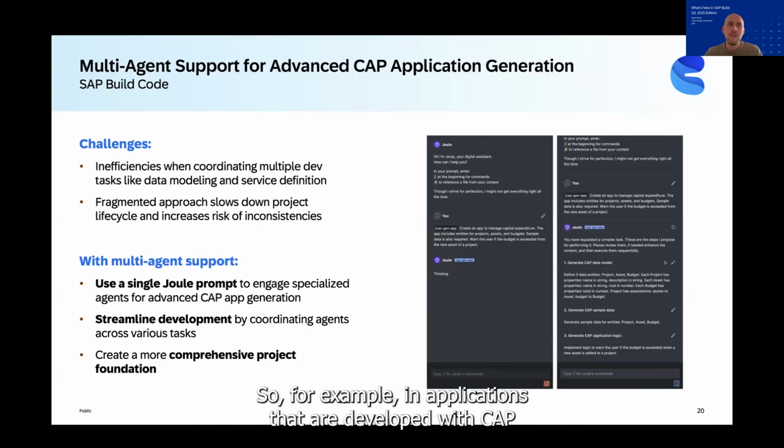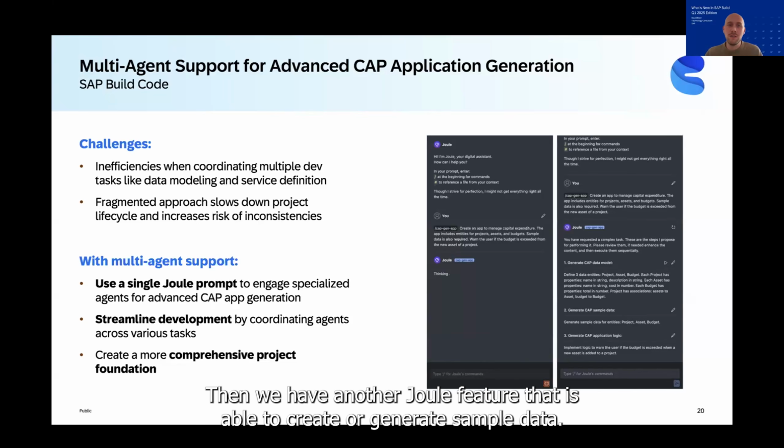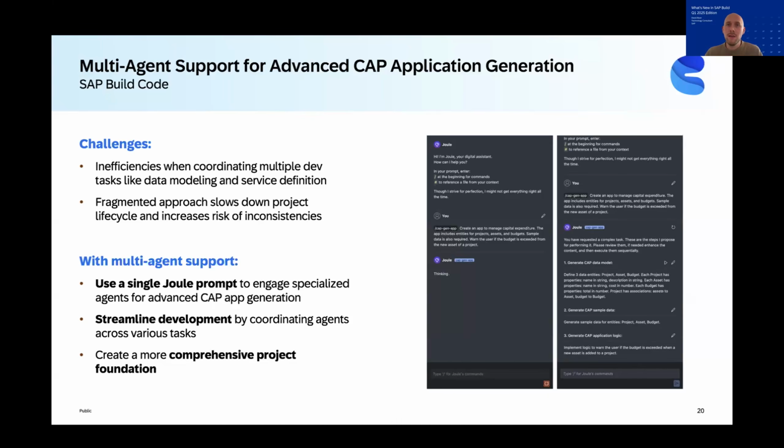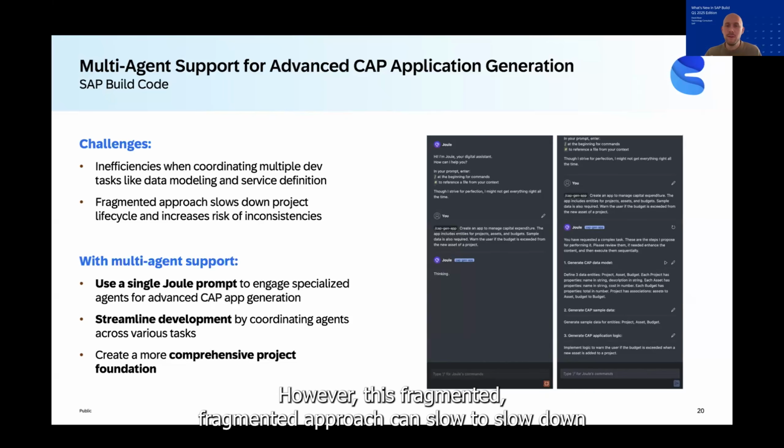So for example, in applications that are developed with CAP, a Joule capability exists that supports the creation of CDS data models and services. Then we have another Joule feature that is able to create or generate sample data, and another one that is used to update and create application logic for the CAP application. However, this fragmented approach can slow down the project lifecycle and increase the risk of inconsistencies.